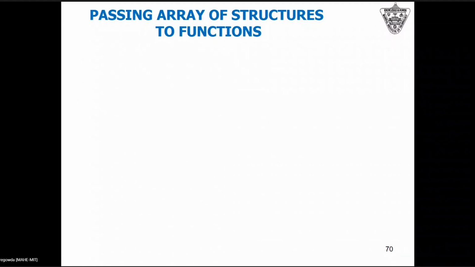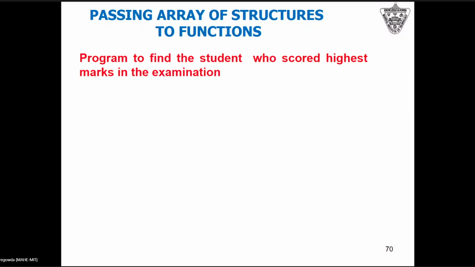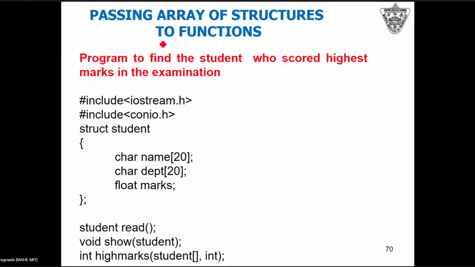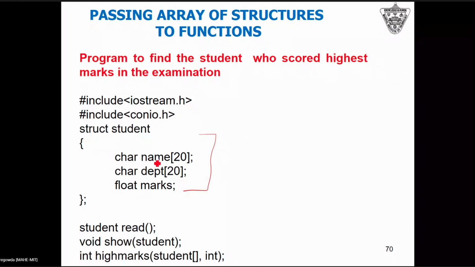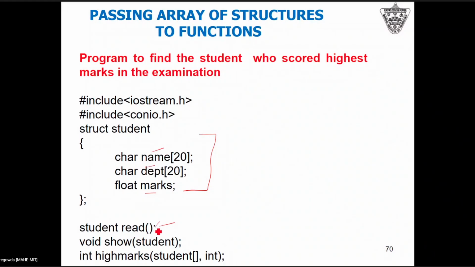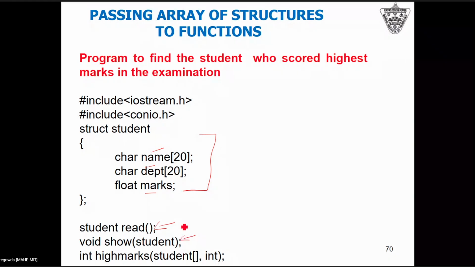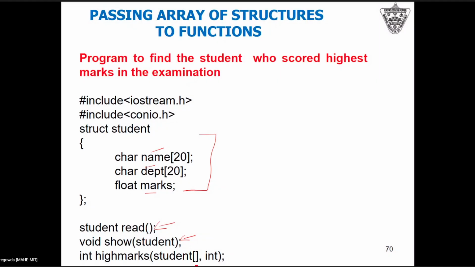Next is passing an array of structures to the function. The problem statement is a program to find the student who scored the highest marks in the examination. In this case, I am going to pass this structure to the function, and there I find the required one. This is the structure definition. Again I have a name, department, and floating point marks, and I have a read function, which we already discussed in the previous example, and the show function, which is used for displaying the information about the student.